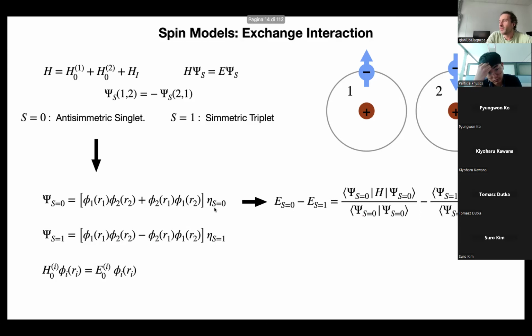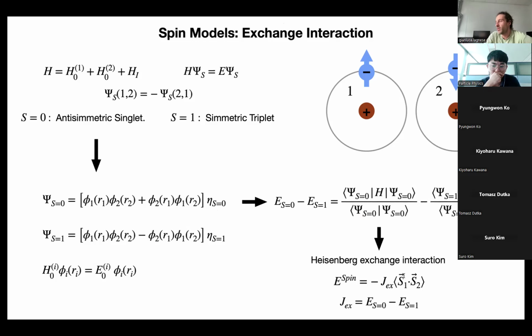And then we can compute the expectation value of the whole Hamiltonian over these two configurations. And we see that there is an energy difference, which comes from the symmetry of the spatial component. But we can break it down in spin language, explicitly, into something that depends on the spin configuration. So this is the scalar product, and the energy scale is just given by the energy difference between the two configurations, the singlet and the triplet.